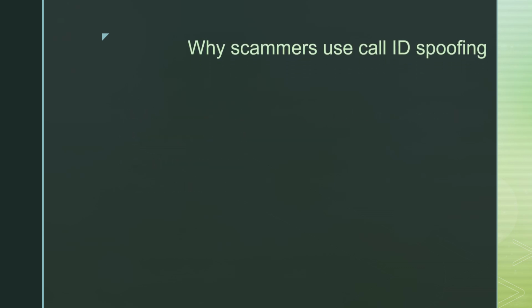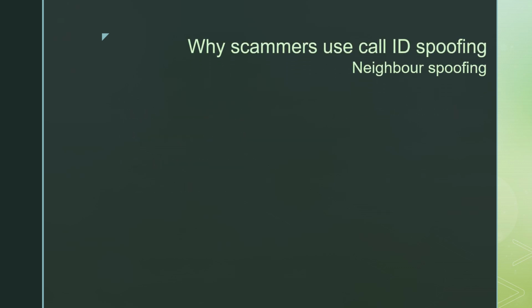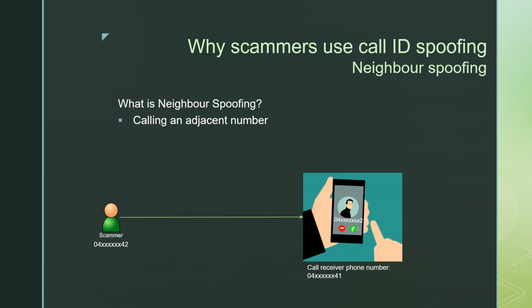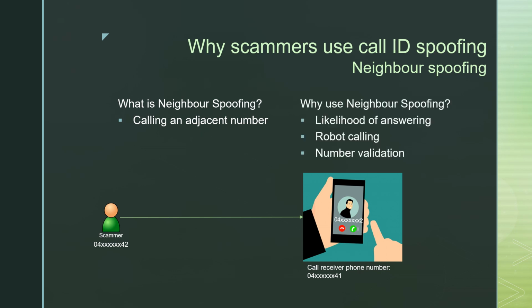Scammers can also use tactics such as neighbor spoofing. Neighbor spoofing is when someone spoofs their number to display as a number that is similar to the number that they are calling, also known as an adjacent number. To help understand the concept of neighbor spoofing, the diagram shows the scammer made a spoofed call with the last two digits as 42, and they called the same number but the last digit is different. In this case, the last digit is 1. Scammers would use neighbor spoofing as people will be more likely to answer a call from a similar number.